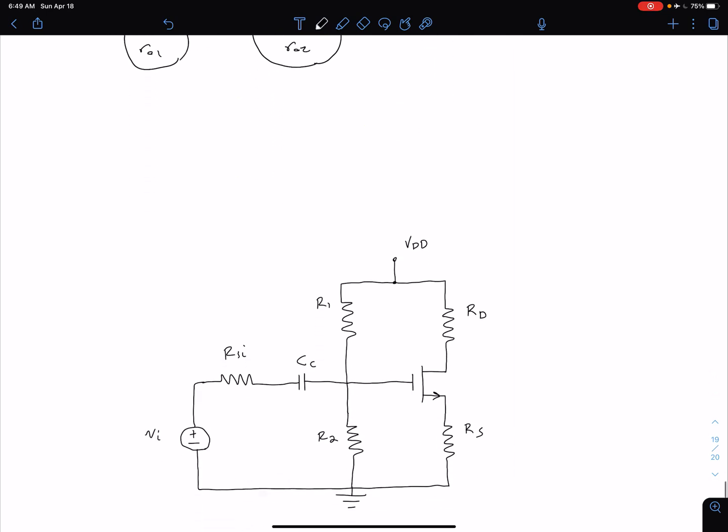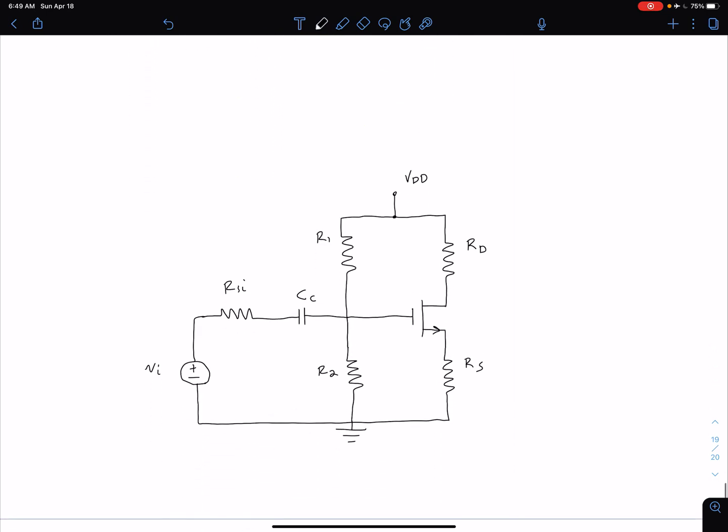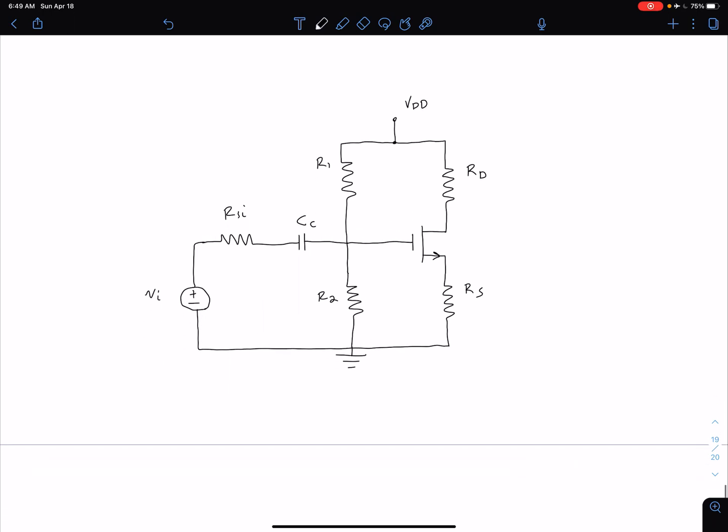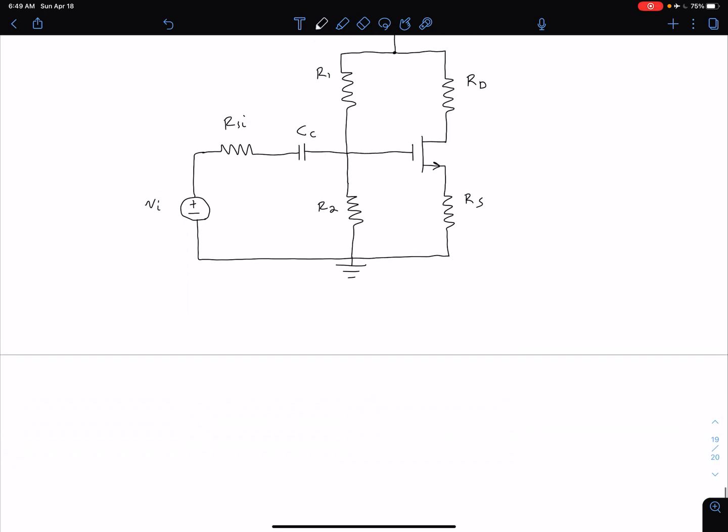Let's take a look at a simple circuit. We've got our biasing network R1 and R2, a coupling capacitor C sub C, some internal resistance of our input source V sub I, and our RD, which we've seen before. The main difference is we've just added in this source resistor R sub S. Before we get into the analysis of our small signal gain, of course we need to draw our small signal equivalent circuit. So let's start by doing that.